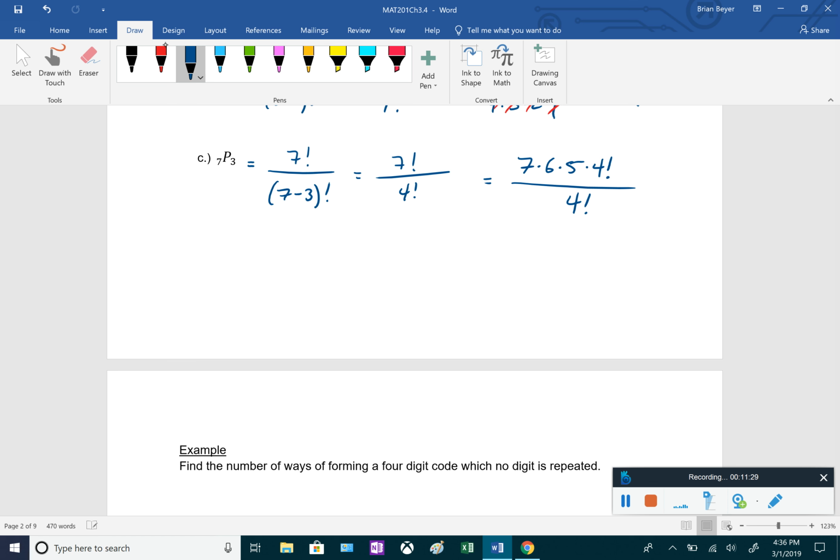So if we write it like that, we don't have to change that denominator. We don't have to expand it. So we can just cancel the 4 factorials. We're left with 7 times 6 times 5, which is just 210.